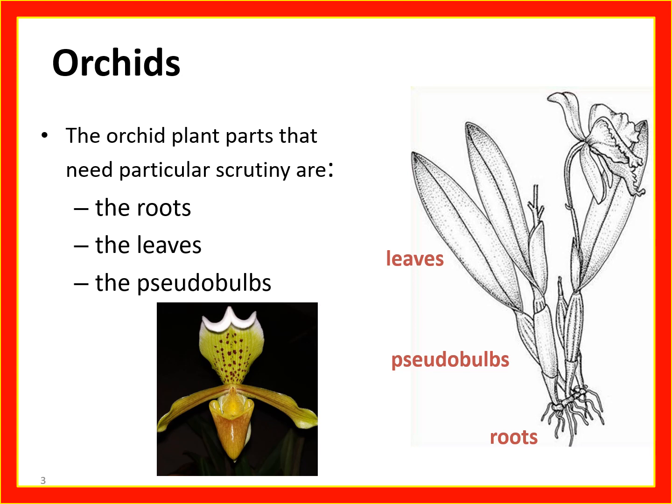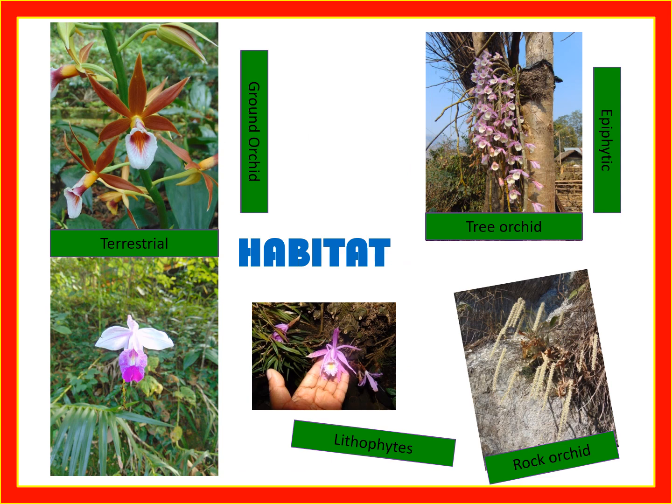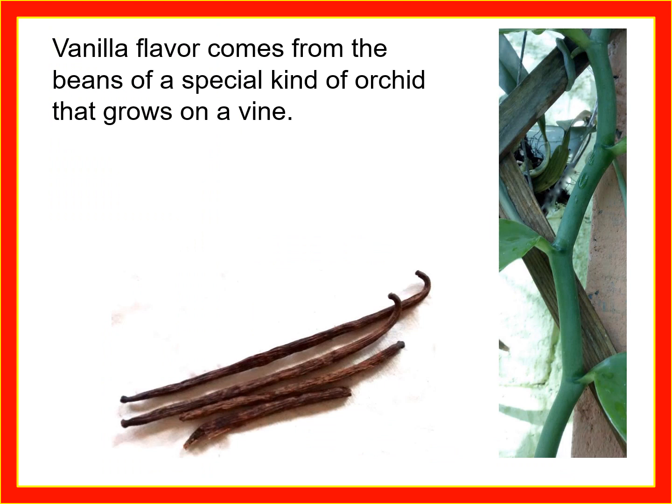Orchids have three important parts: leaves, pseudobulb, and root. These are the habitats of orchids: terrestrial or ground orchids, tree orchids or epiphytic, and rock orchids or lithophytes. Vanilla flavor comes from the beans of a special kind of orchid that grows on a vine.